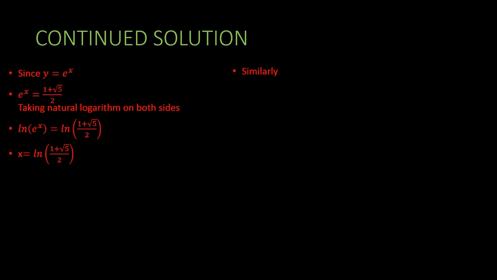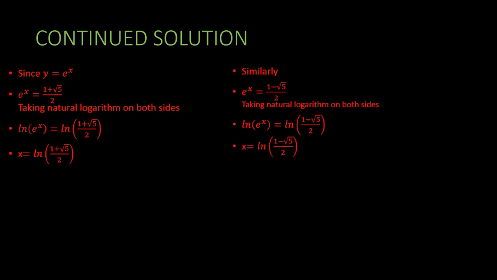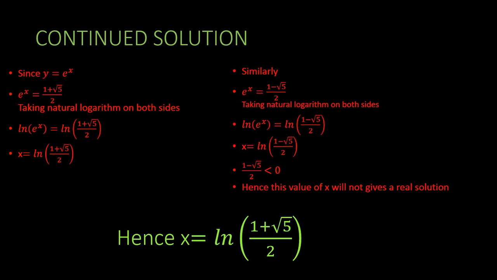Okay, so similarly e to the power x equals 1 minus root 5 over 2. Now again take natural logarithm on both sides and the equation will become ln of e to the power x equals ln of 1 minus root 5 over 2, and on the left hand side there will be only x left because ln and e will cancel each other. Now just take a moment and notice that 1 minus root 5 will give a negative value and natural logarithm does not deal with numbers smaller than 0, so this value will not give any solution. Hence the only real solution for this question is x equals ln of 1 plus root 5 over 2.